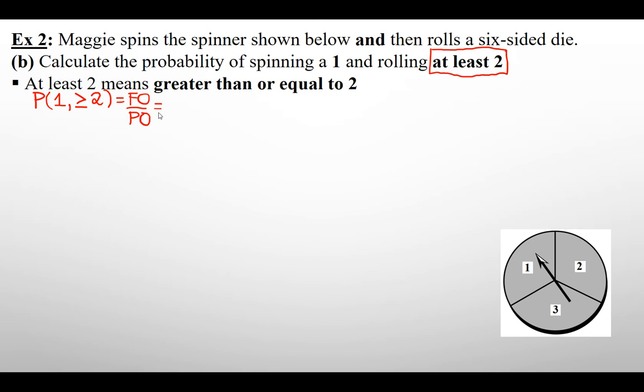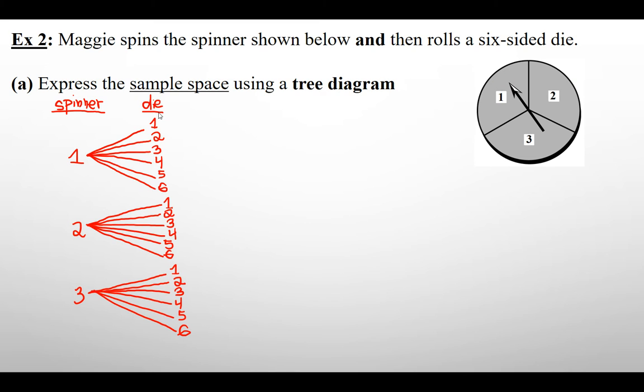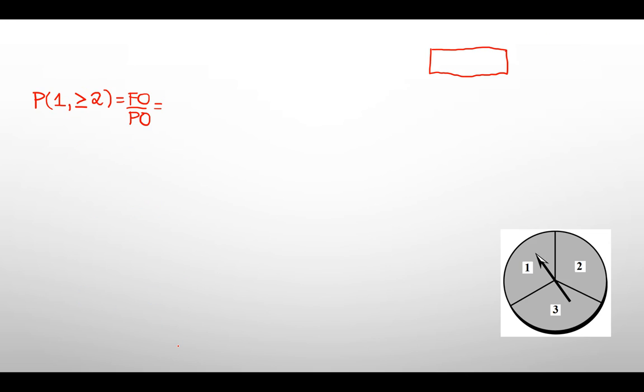Now, we got to go back to the tree diagram to determine this. So the possible outcomes, if you count them, are the number of branches on the tree. That's 1, 2, 3, 4, 5, 6, 7, 8, 9, 10, 11, 12, 13, 14, 15, 16, 17, 18 of them. Okay, so you got 18 possible outcomes.